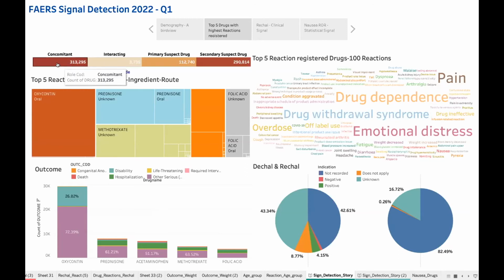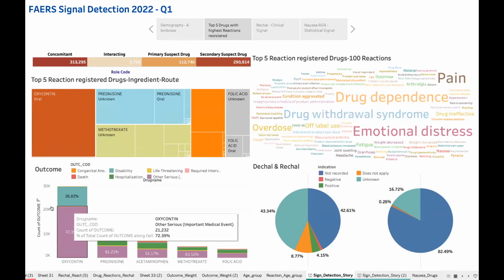At the top, you can see whether the drug is registered as concomitant, interacting, primary suspect drug, or secondary suspect drug. Here, the word cloud shows the top 100 reactions registered for this set of drugs. And here you see the outcomes, and here DCHAL and RECHAL, or DCHAL in the sense of FAERS reports, right?